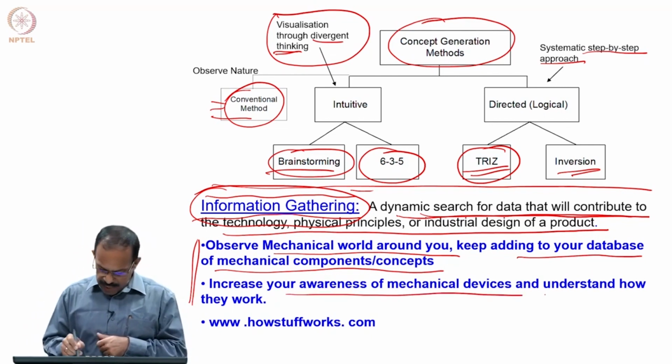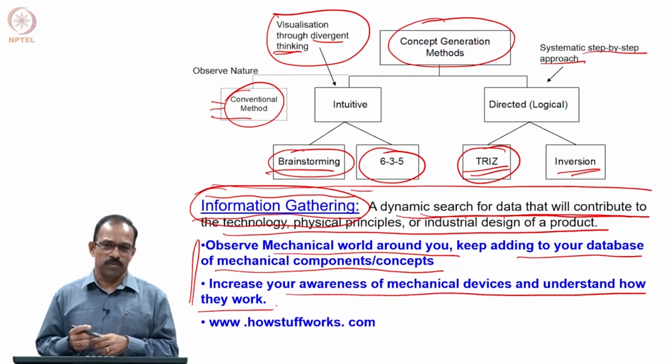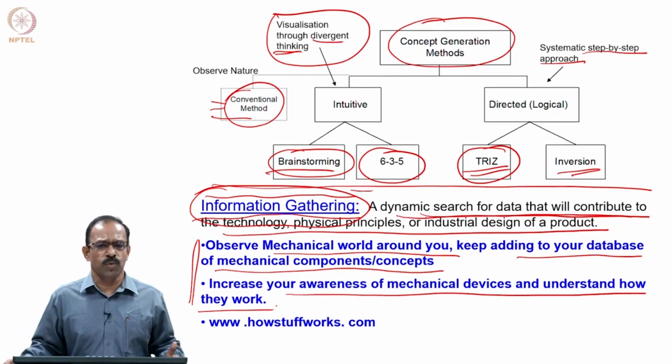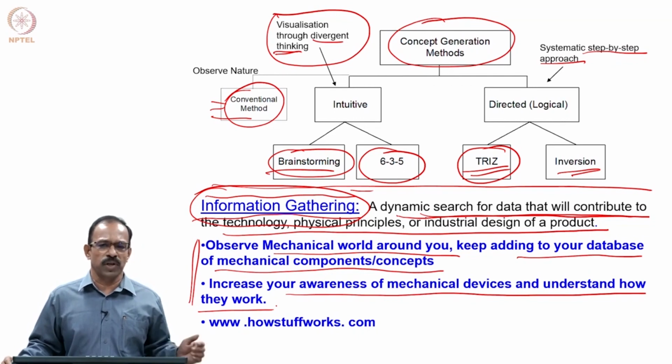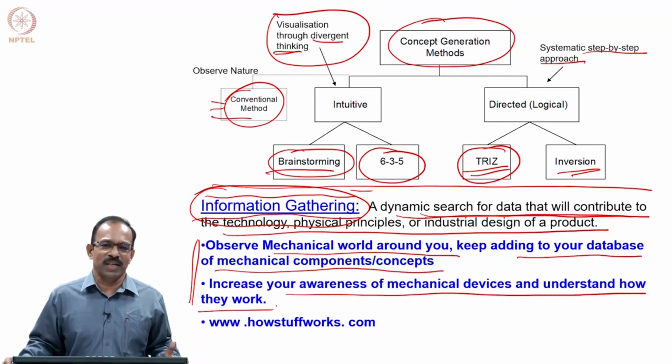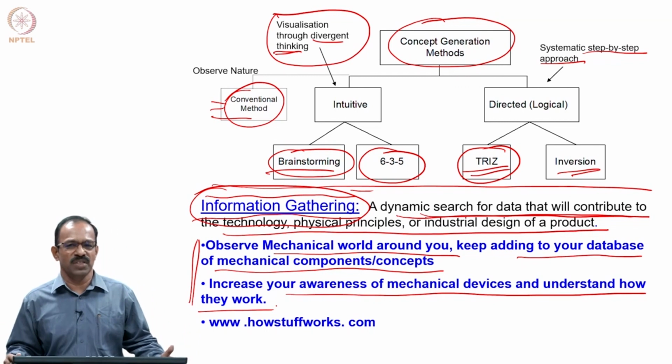Increase your awareness of mechanical devices and understand how they work. So, again look at the products and then try to understand how they are working. Any product that you see, whether it is a sewing machine or a washing machine or a mobile phone or any other product, try to understand how it is working, what is the basic principle and what are the concepts employed for this to work, or what kind of mechanism is used in order to get a particular motion. For example, a sewing machine is a very good example for too many mechanisms being used inside.